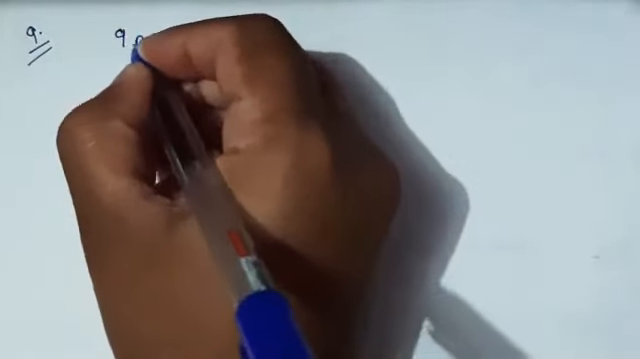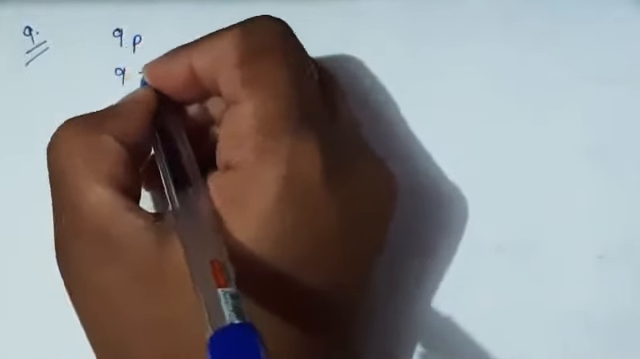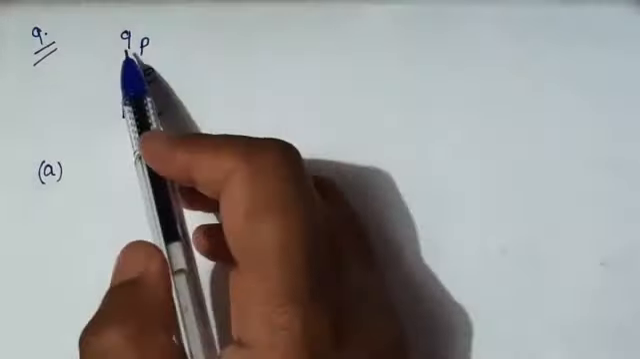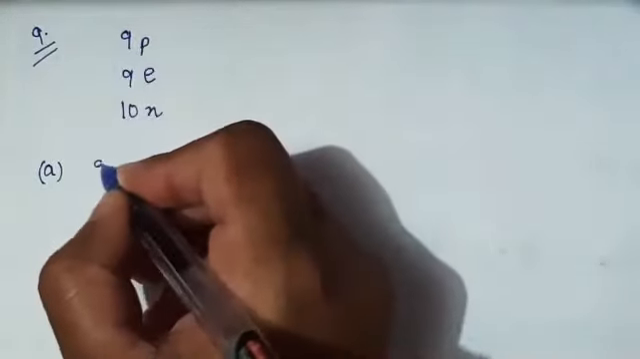Question number 9 is, the atom of an element has 9 protons, 9 electrons and 10 neutrons. Now what is the first part? What is the atomic number of the element? You know that atomic number is equal to number of protons, and number of protons are given 9. So the atomic number is 9.